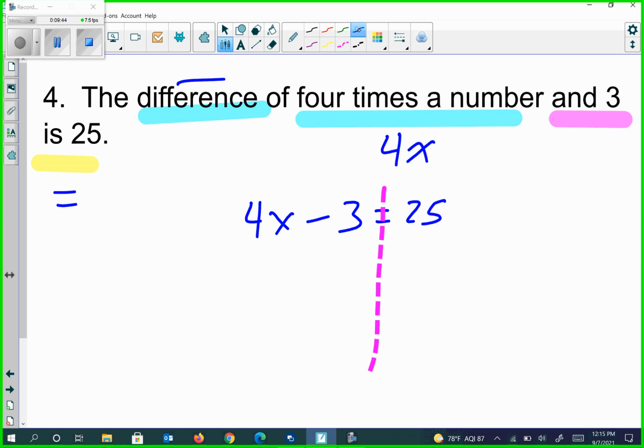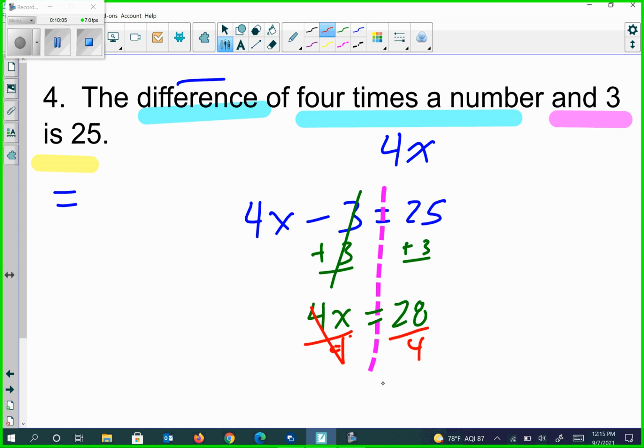Sure. Okay? So, what should I do? Add 3 to both sides. Those cancel. 4x is over here. 28. Excellent. How do I get x all by itself now, friends? Divide by 4, right. Those cancel. How many times is 4 going into 28? 7. And again, you should have a calculator.